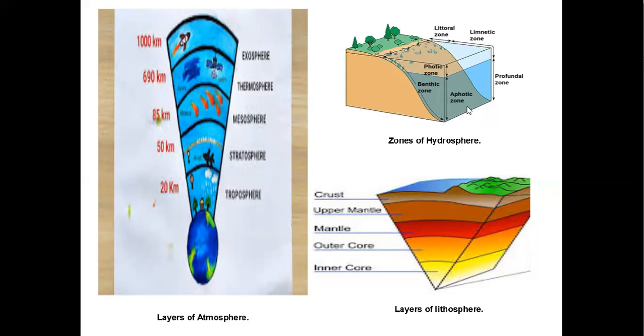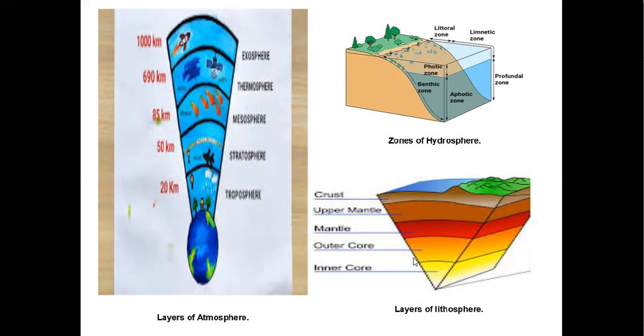The photic zone, aphotic zone, and benthic zone, depending upon the light. As photos means light, the zone where light can easily penetrate is known as the photic zone. And aphotic zone means absence of light. The zone where no light passes through is known as the aphotic zone.